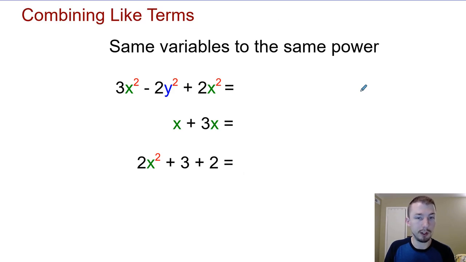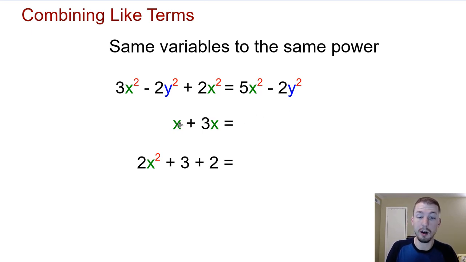All right, combining like terms, the next part we're doing here. Some variables, like terms, are the same variables to the same power. So for instance, 3x squared minus 2y squared plus 2x squared. Well, x squared and x squared are like terms because they have the same variable to the exact same power. Now, x squared and y squared are not like terms because they're different bases, right? Different variables. So if they're like terms, we can add them together. So 3x squared plus this 2x squared is going to give me 5x squared minus the 2y squared.